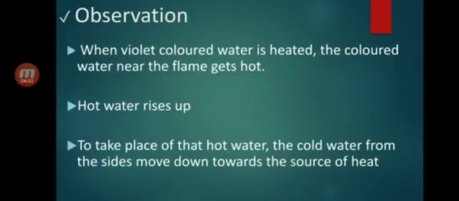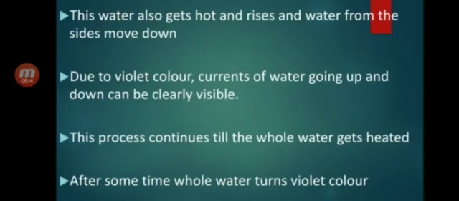Observation: when violet colored water is heated, the colored water near the flame gets hot. Hot water rises up. To take the place of that hot water, the cold water from the sides moves down towards the source of heat. This water also gets hot and rises, and water from the sides moves down.